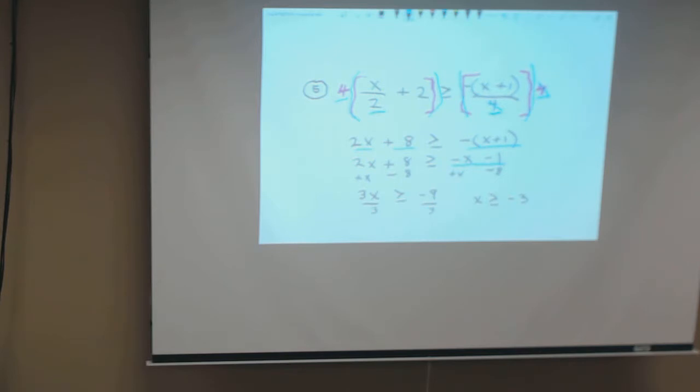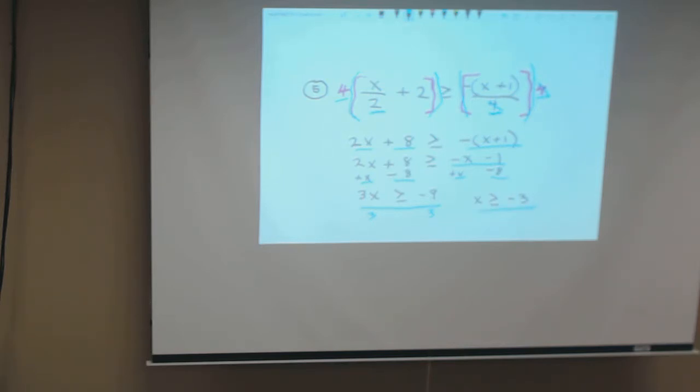And then I have plus 8, so I subtract 8 from both sides. And then, let's just erase this for a minute. That gives me, and then I add x to both sides. That gives me 3x is greater than or equal to negative 9. Then I divide by 3, and I get x is greater than or equal to negative 3.